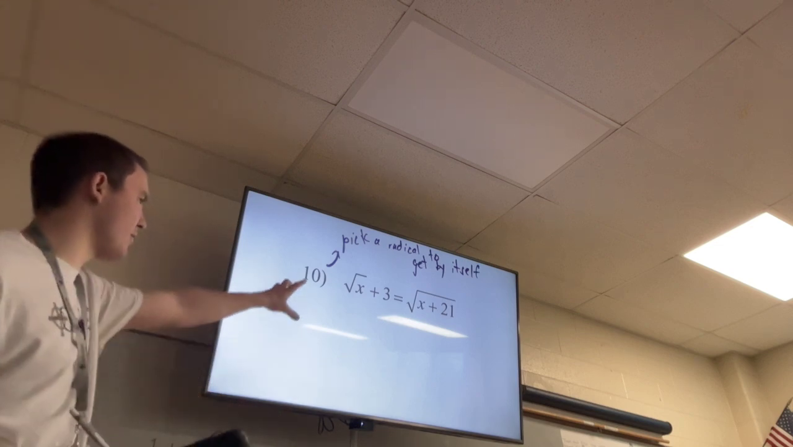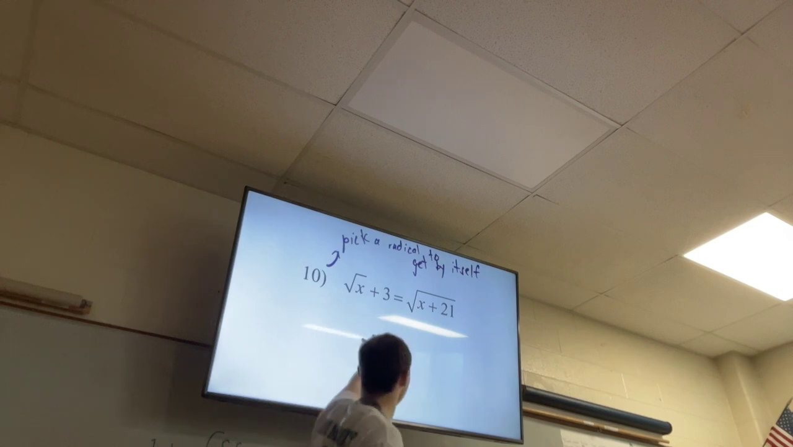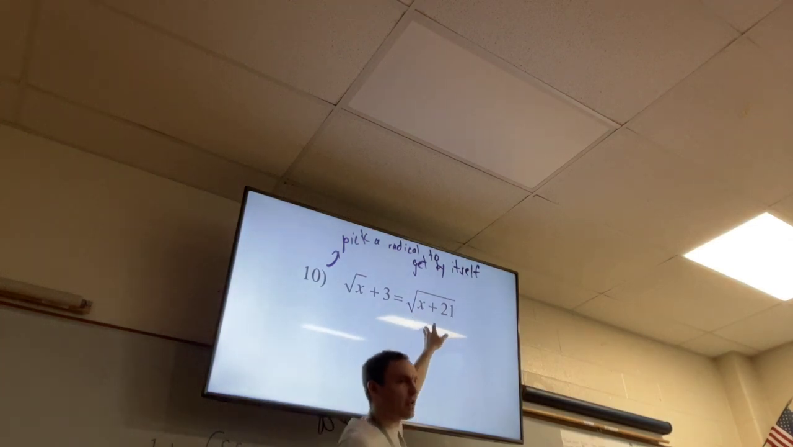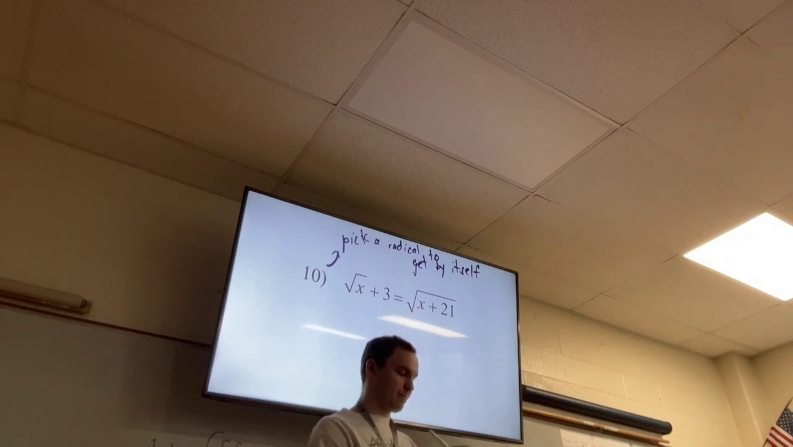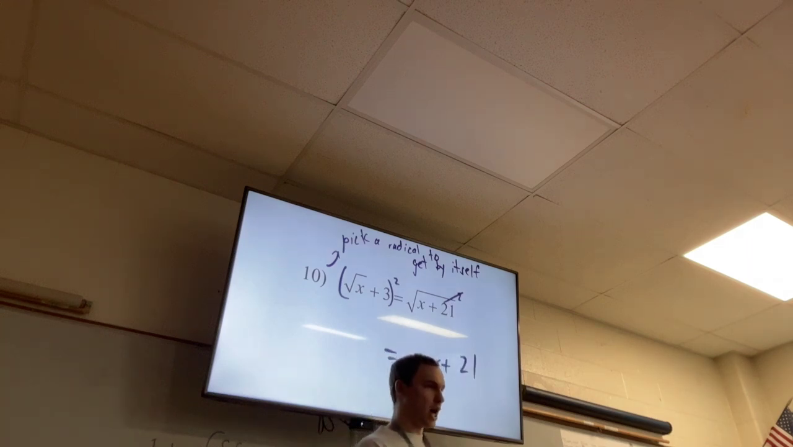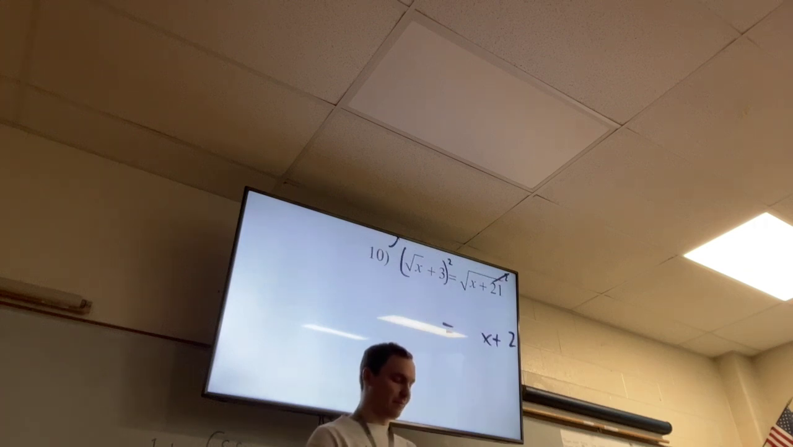So we already have the right side by itself, right? So what am I going to do at this point? I'm going to square both sides, right? So I'm going to cancel out that radical symbol on the right first, okay? So that's going to be x plus 21 on the right. What am I going to have on the left? How do I FOIL that out?